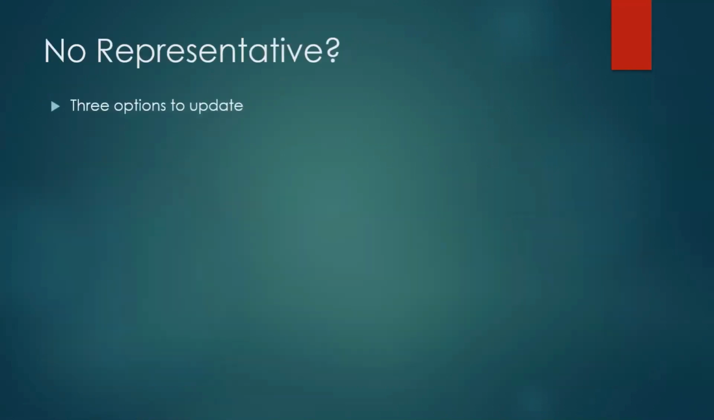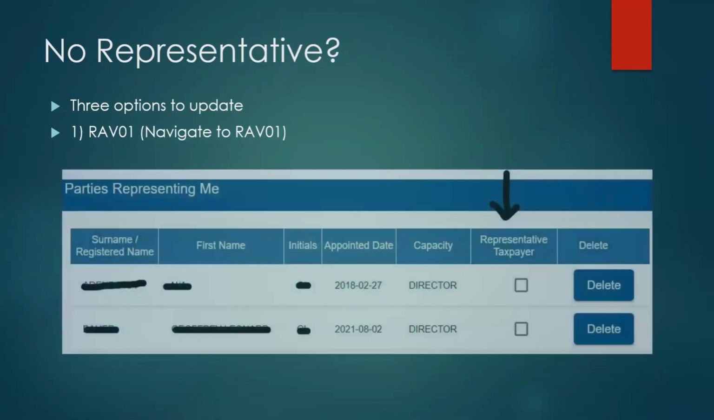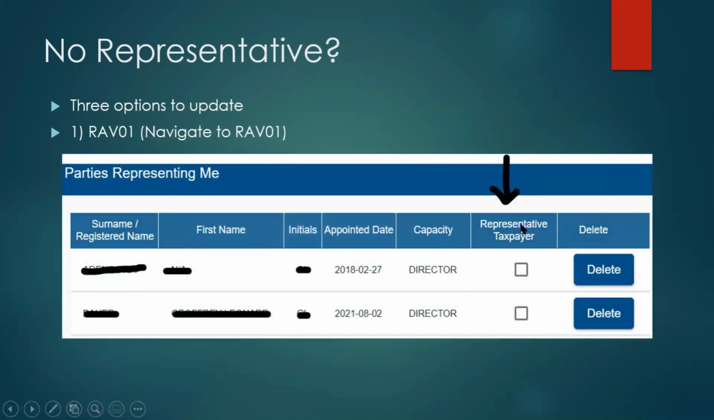If there's no representative, I'm going to show you three options of how to update this. The first option is the RAV 01. What we've just seen in the previous slide, you navigate to the RAV 01. You then click a tick box of who you want down here as a representative taxpayer. Now, it's not always going to be the case that when you navigate to the RAV 01 there are going to be any taxpayers listed over here. In this case, you would need to add the representative taxpayer and then do this tick box.